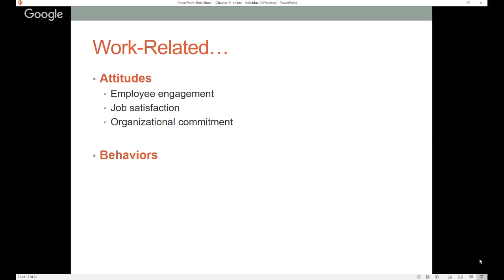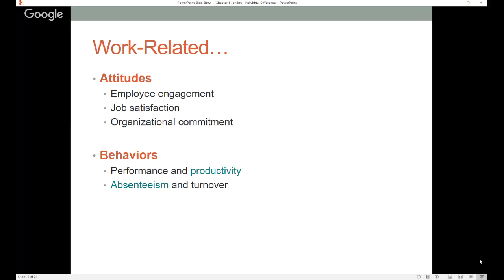Well, attitudes and then behaviors, right? So we talked about attitudes that are different than behaviors. What are the different work-related behaviors? Well, the first ones are performance and productivity, right? Productivity is actually how, whatever you're doing, how is it helping the company's bottom line?